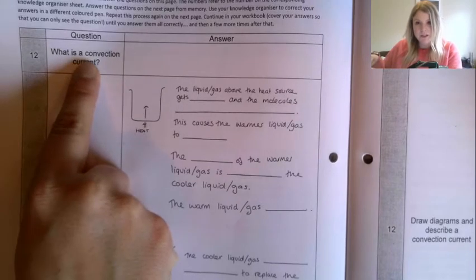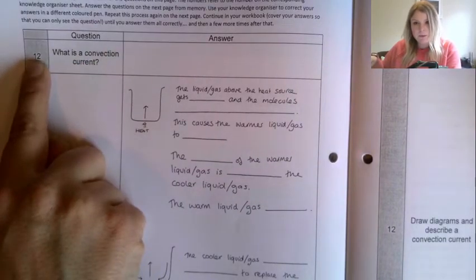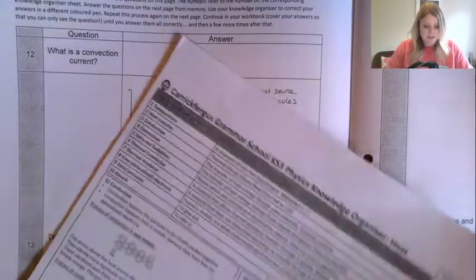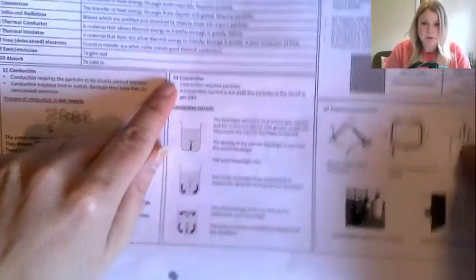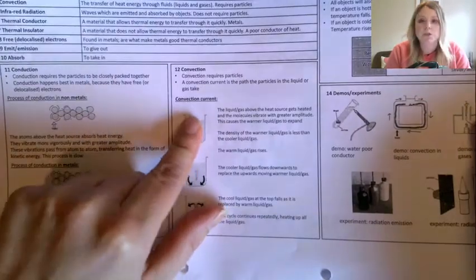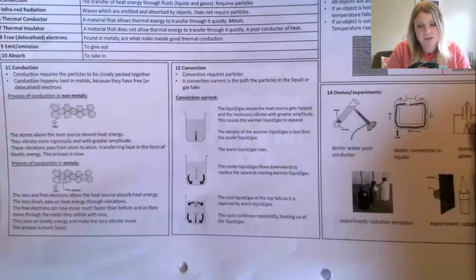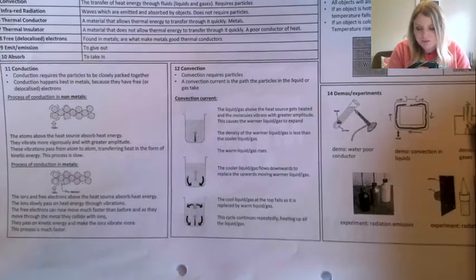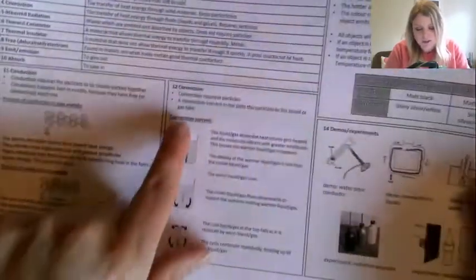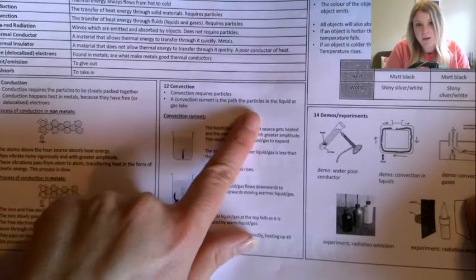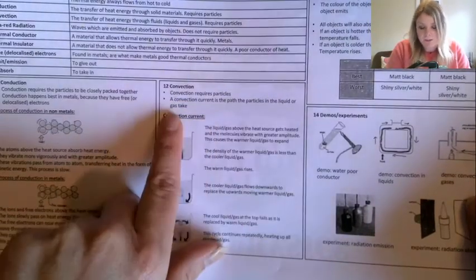What is a convection current? And then this wee number here tells you where you find the answer. So that 12 tells me to look at box 12 on my knowledge organizer. Now, there's an awful lot of information in that box 12. Look within that and find it. So what is a convection current? It says it here. A convection current is the path the particles in the liquid or gas take.